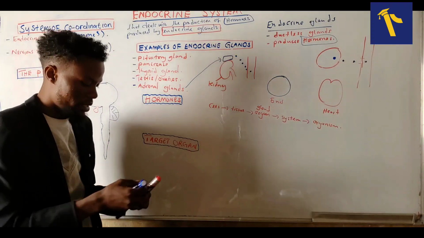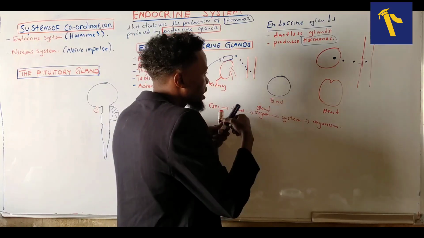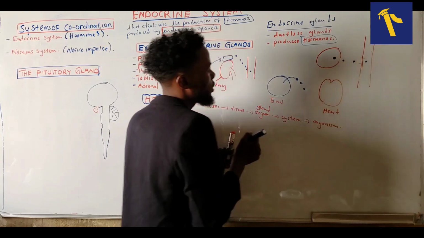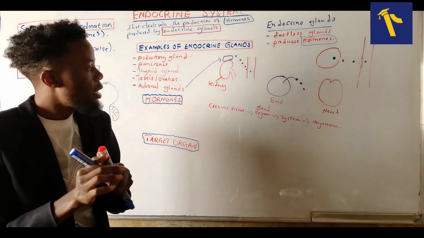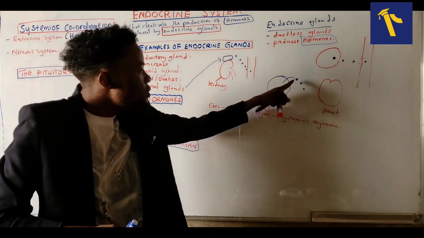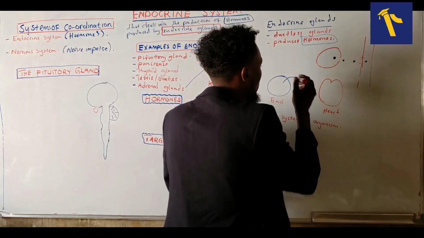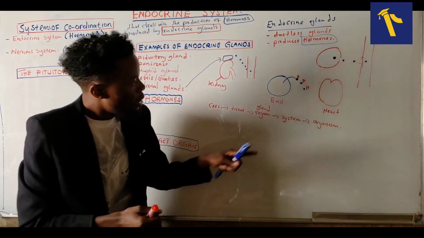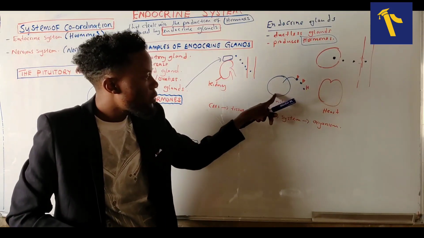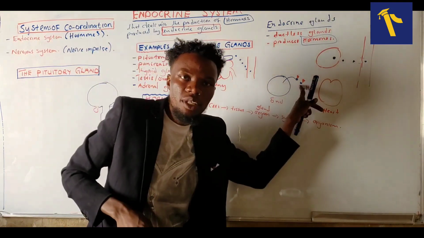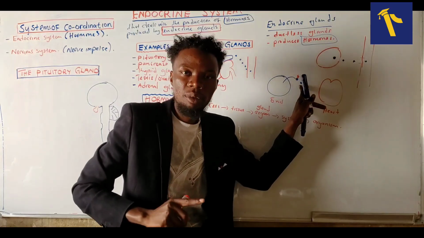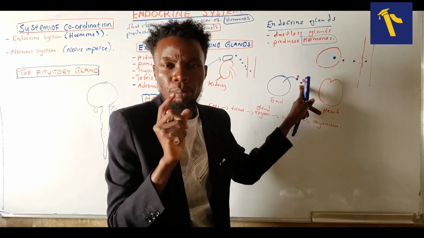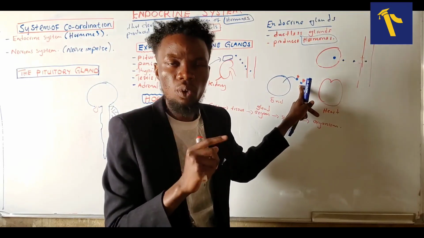So what happens is like this. These endocrine glands are capable of producing hormones. These are hormones produced by the endocrine glands. These hormones, they are produced by endocrine glands, but to describe these hormones, these are what we call chemical messengers. So just from the word chemical messenger, who or what is a messenger?